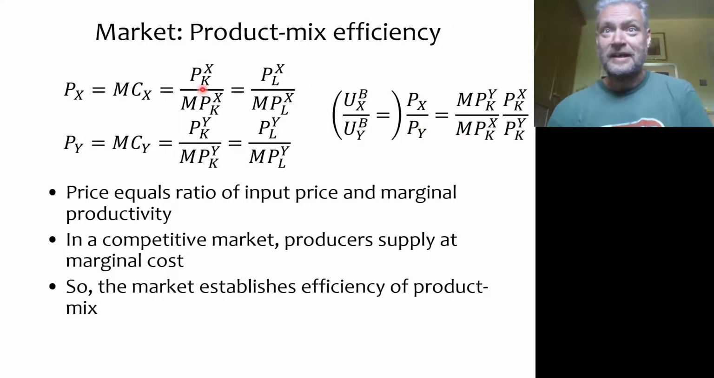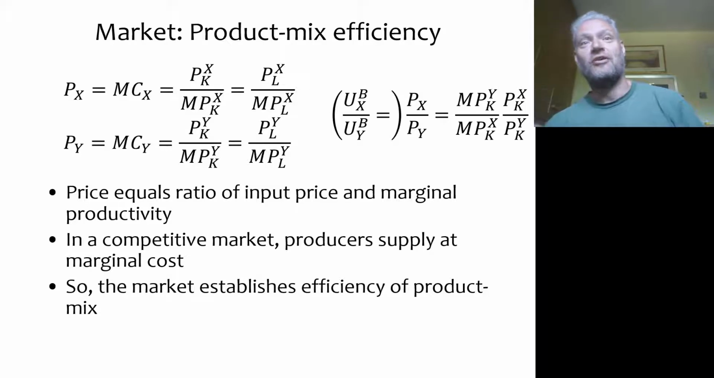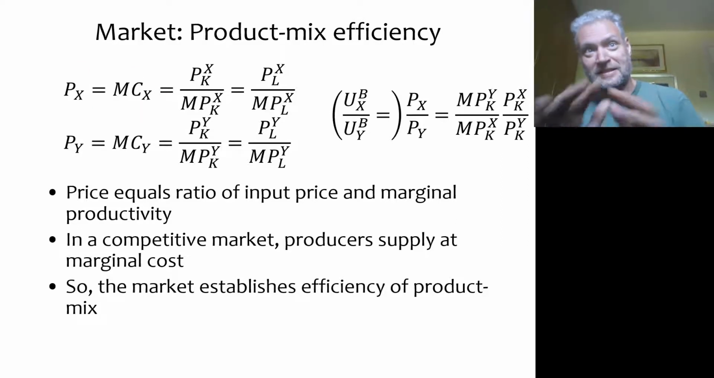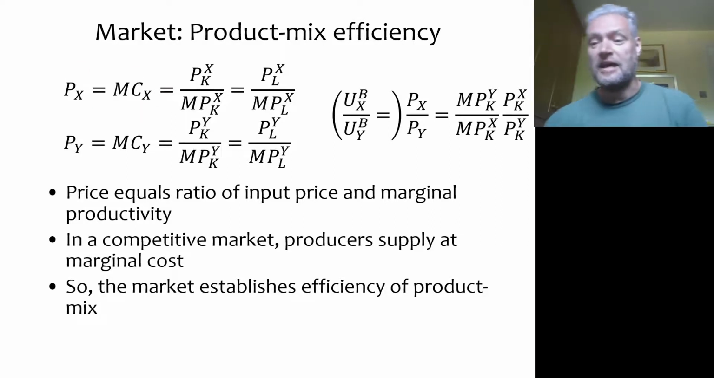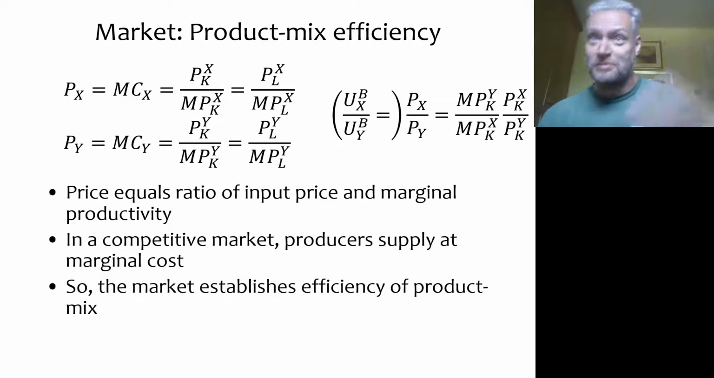Px over Py is Pxk over Pyk, and then the inverse of the marginal production ratio. So Y ends up at the top and X ends up at the bottom. So the market also establishes efficiency of product mix, provided that this condition holds, right? That producers supply at the marginal cost. So the market establishes product mix efficiency as well as consumption efficiency as well as production efficiency. So the market is efficient.